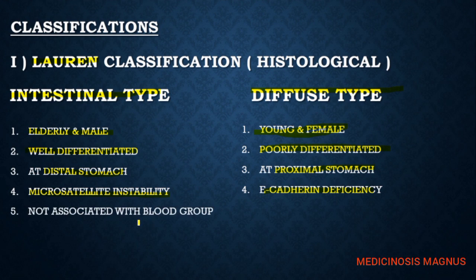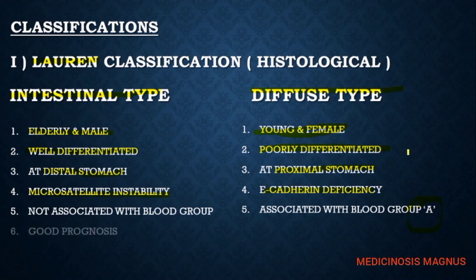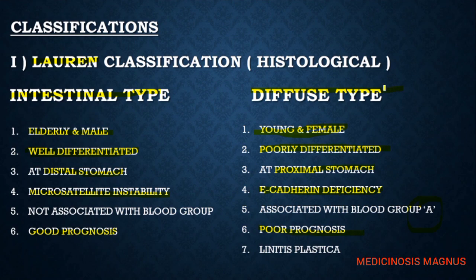And the intestinal type is not associated with any blood group, but the diffuse type is associated with blood group A. Previously, we also saw in the risk factors that blood group A has more chances of getting stomach cancer. In the intestinal type, these cells are well differentiated, so they have a good prognosis. But in the diffuse type, these cells are poorly differentiated and not held together, so they can metastasize easily. So it has a poor prognosis. And the diffuse type is usually called linitis plastica.